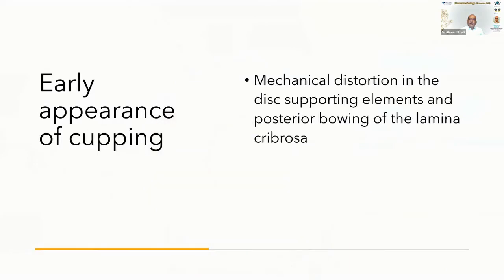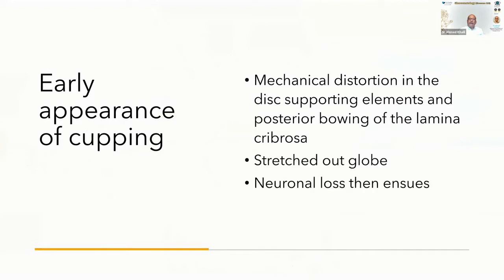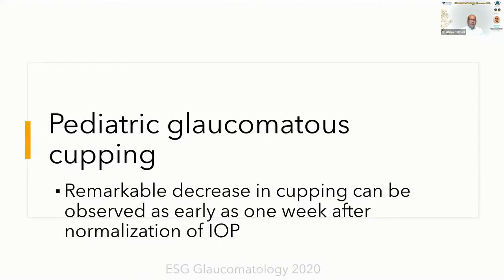Early appearance of cupping may be mechanical distortion and a stretched-out globe, and finally neuronal loss. That's why it is reversible, and that's why if we treat this child early in the process, we definitely can save the child's sight from early on. A remarkable decrease in cupping can be observed as early as 1 week in some cases if it is early glaucoma.